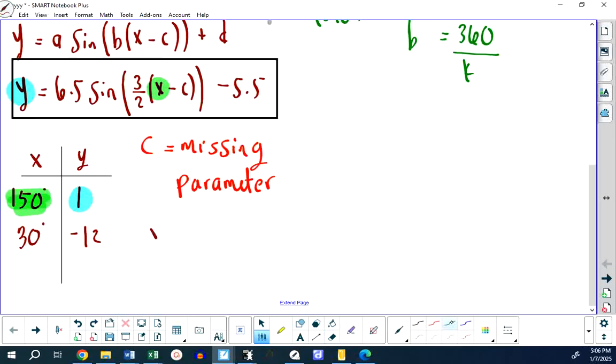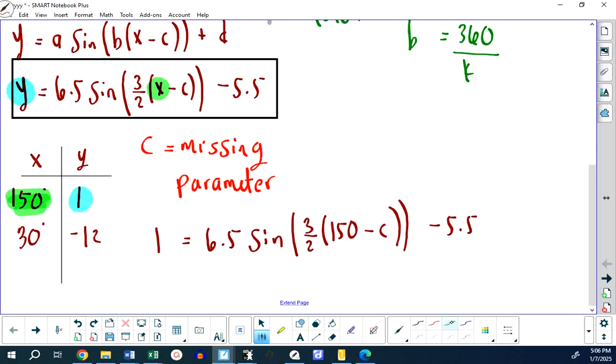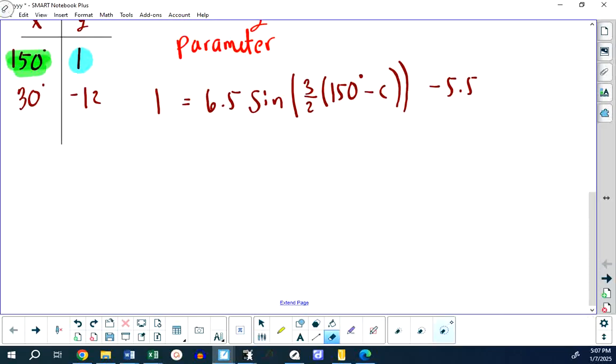What happens is I get y, which is 1, is equal to 6.5 multiplied by the sine of 3/2 times x, which is 150 minus c, minus 5.5. Now forget for a second here, don't worry too much about this, but just for the time being, forget about how to find c and just look at the equation in terms of what we have. You have mathematical operations and numbers and an unknown, which is c. You ought to be able to solve that. So how are we going to solve this for c? We're going to start by, and I wouldn't normally write all of these steps, but in this video I think I can.